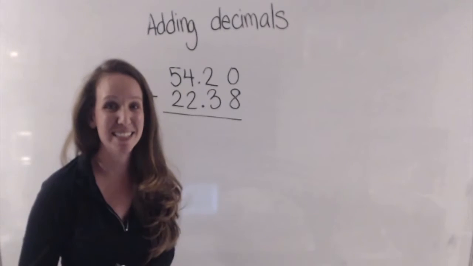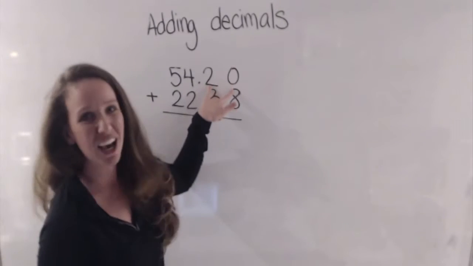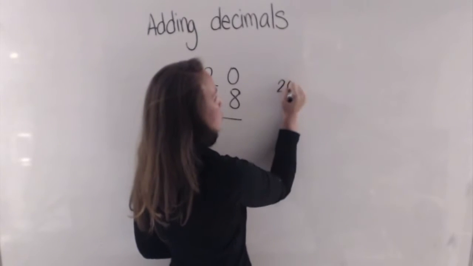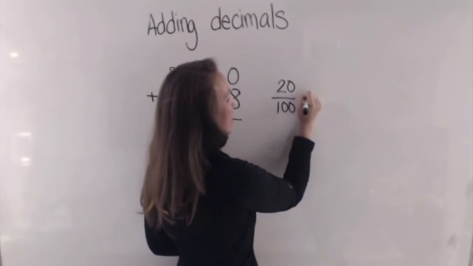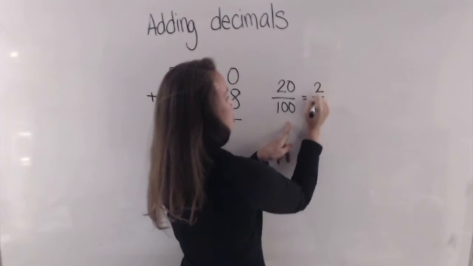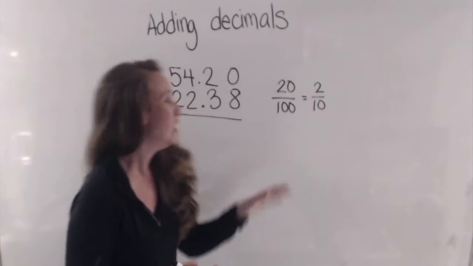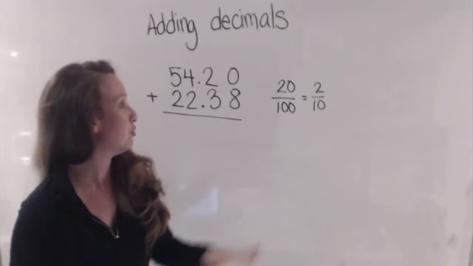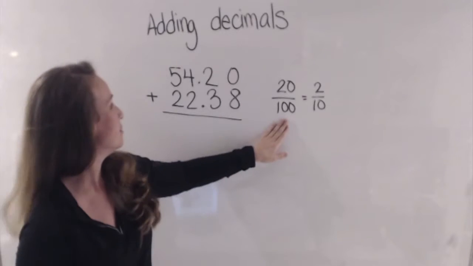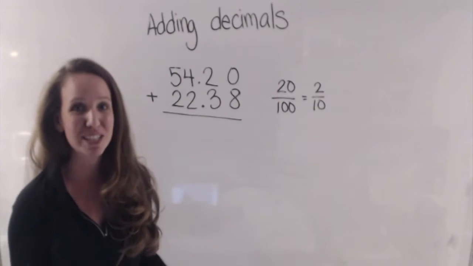You can add that 0 because 20 hundredths is the same as 2 tenths. Remember, 20 hundredths can reduce to being 2 tenths. They're the same thing. So I can add a 0 to make these two decimals have common place values. And now adding is much easier.